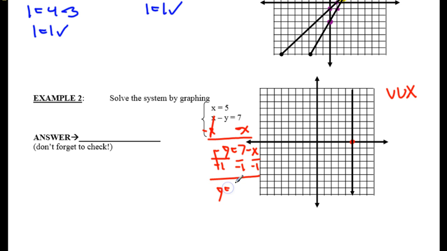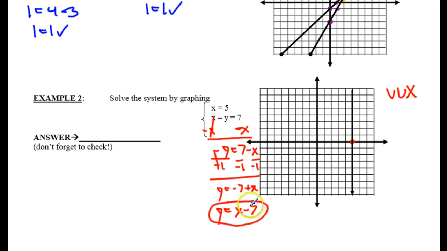Y is now by itself. 7 divided by negative 1 is negative 7. Negative x divided by negative 1 is positive x. Rearrange your terms so that your x is in the front. It's a positive. The 7 is negative. Alright, so this is our actual equation for the system, now that it's in slope-intercept.